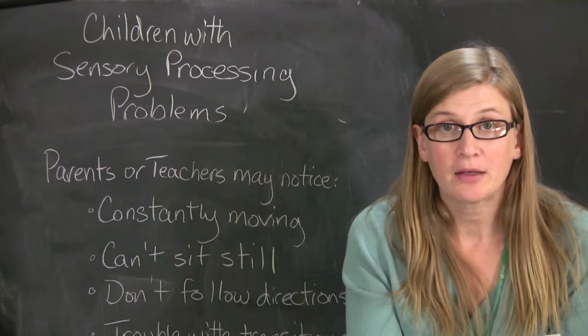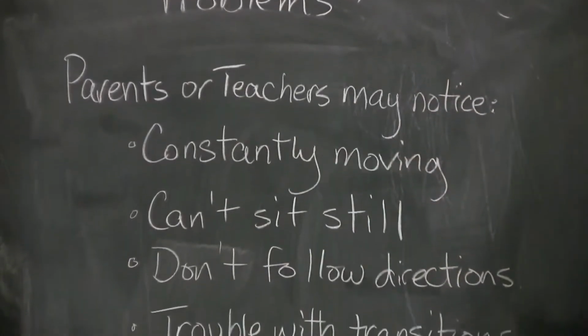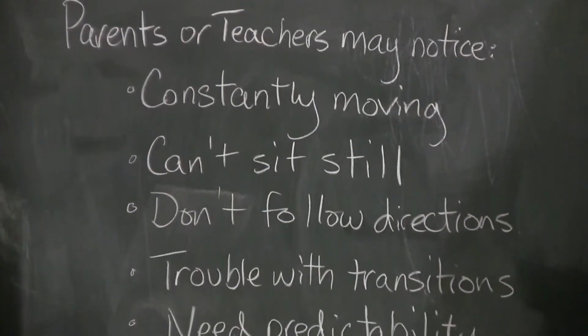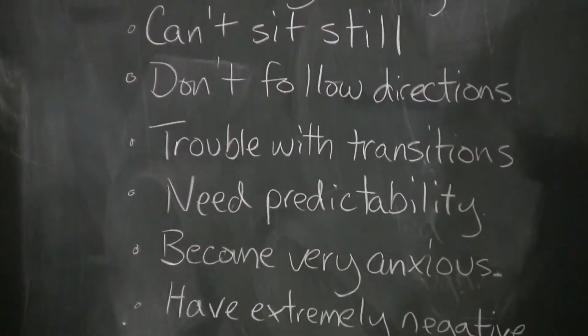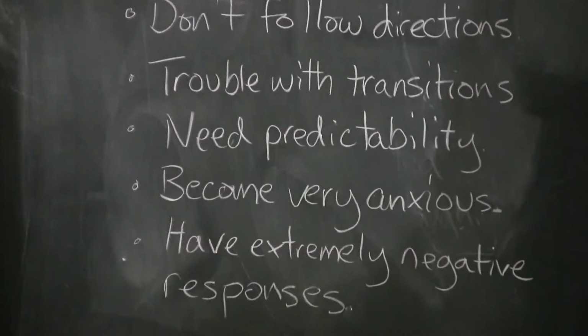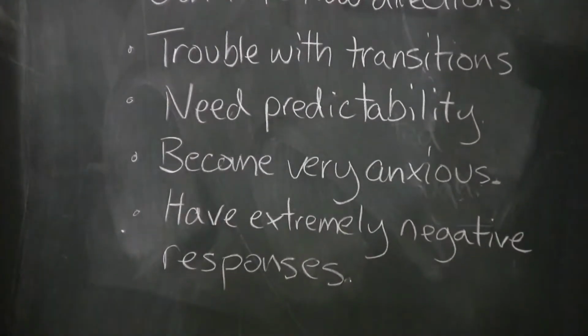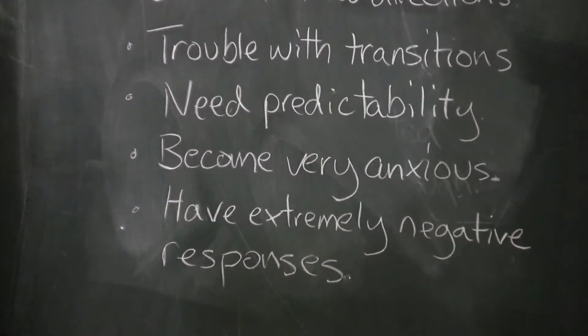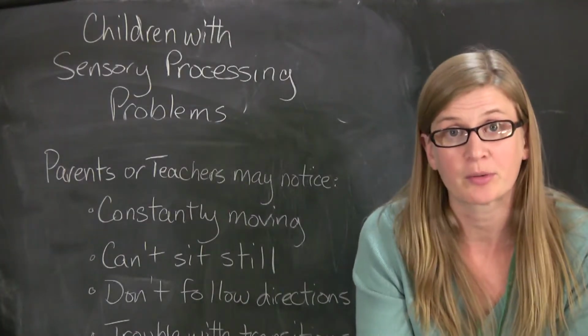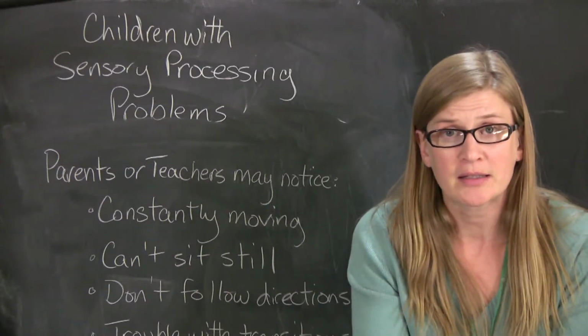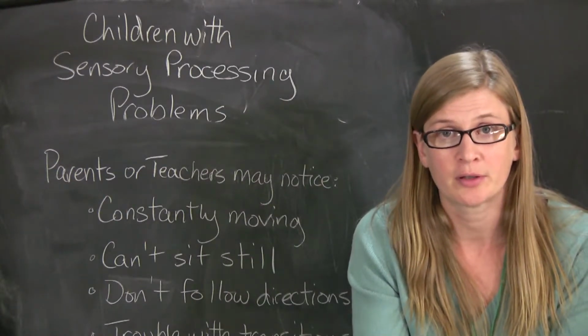Families or teachers may note that these children are constantly moving or won't sit still, have trouble following directions, have difficulty moving from one activity to another, demonstrate a desire for predictability or control, and become very anxious or have extremely negative responses such as tears, tantrums, or refusal to participate in activities that rarely bother other children. Of course, every child is unique and may show that they have sensory processing problems in different ways.